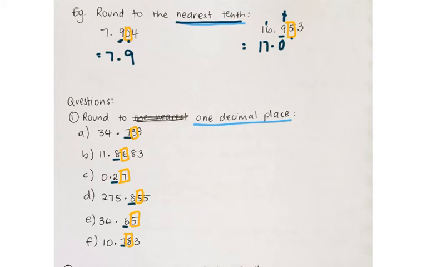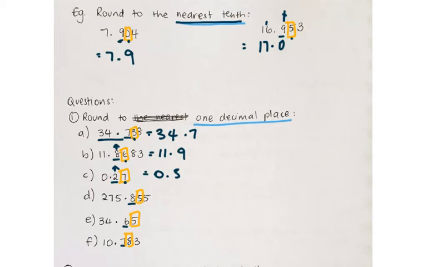So the first one is 34.738. The 3 is 4 or less, which means I let this rest, so 34.7. The next one is 6, 5 or more. I'm going to raise the score, so that's 11.9. 0.27, the 7. Remember, we're looking at the number after where we're rounding to tell us what to do. It's 5 or more, which means I've got to raise the score. So the answer is 0.3.